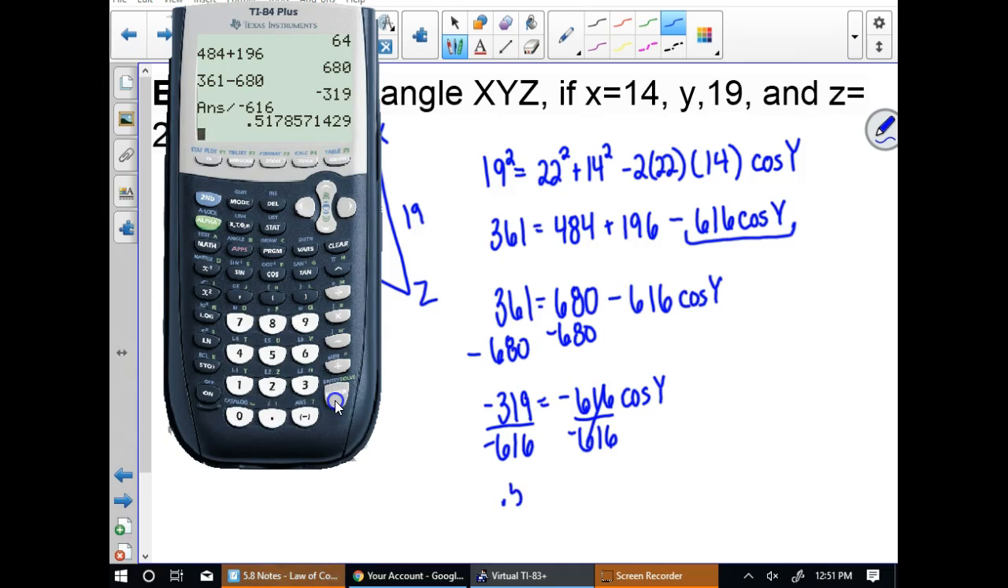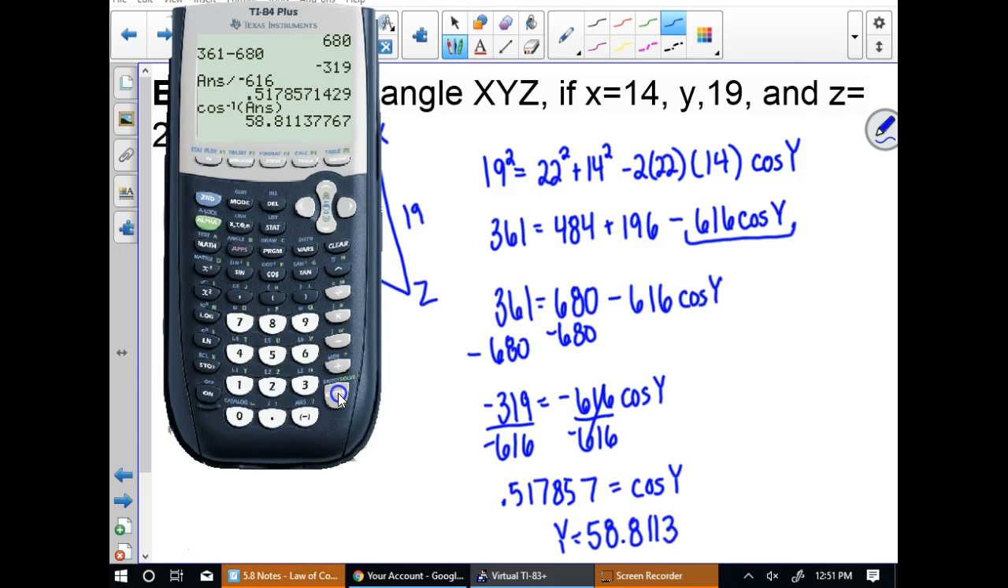So you have 0.51787 equals cosine y. And last step, how do we get rid of cosine? Inverse cosine. So inverse cosine of that answer, and we'll get y equals 58.81137. Round it off to 3 places if you want. Okay, questions on finding y?